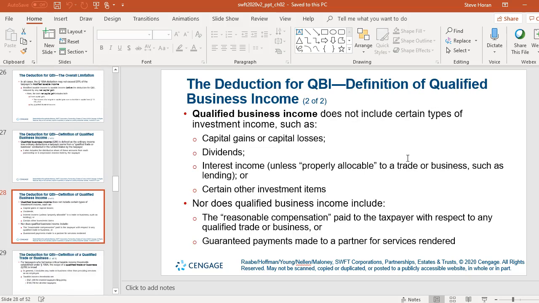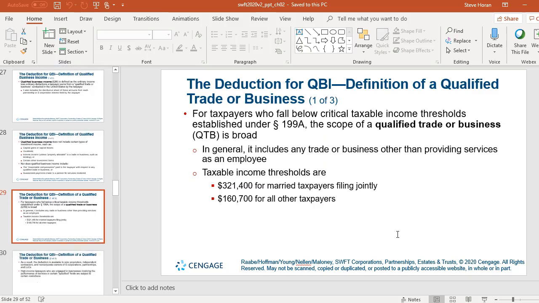However, it does not include certain things. It's just your ordinary income. It does not include capital gains or losses, dividends received, or interest income, unless it's properly allocable. We'll get to that later. It also does not include certain other investment items, nor reasonable compensation paid to the taxpayer with respect to any qualified trade or business, or guaranteed payments made to a partner for services rendered. We'll get into what those are later on.